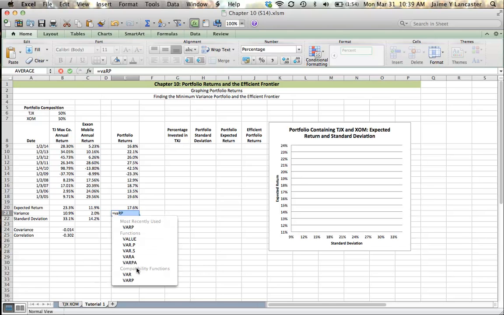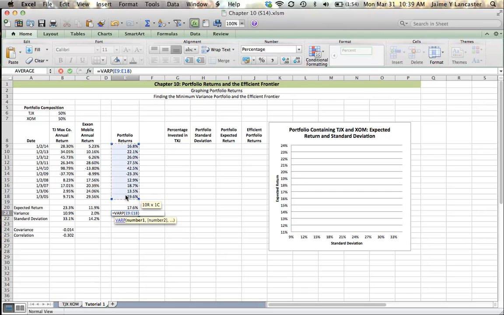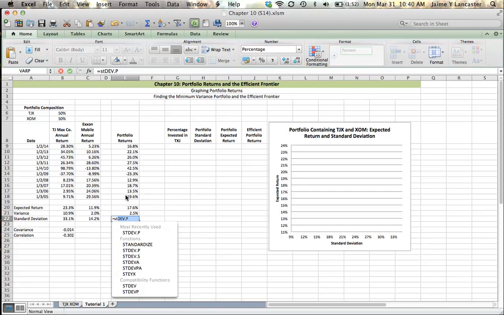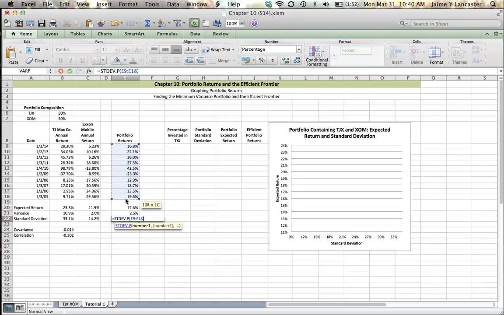We would expect our portfolio to have a variance, a measure of risk, of 2.5%, and we would expect a standard deviation of 15.9%. So this is still a very risky portfolio, right?